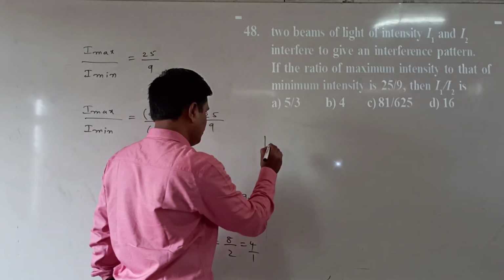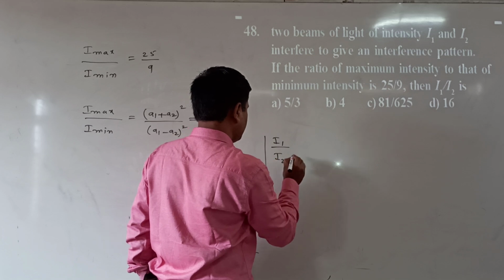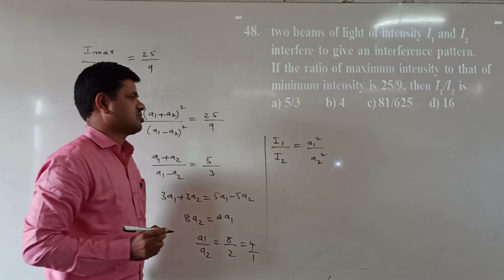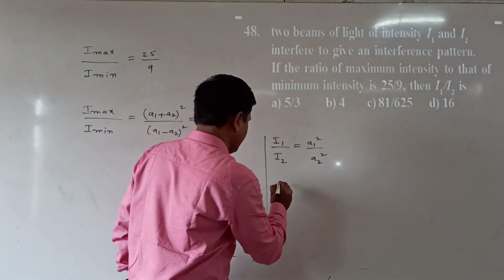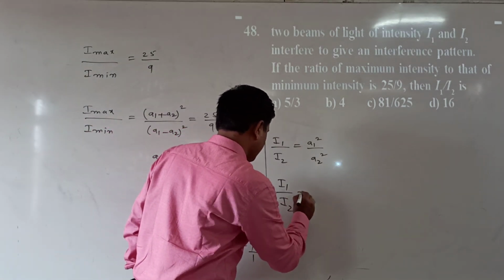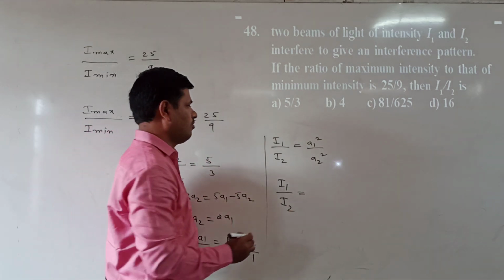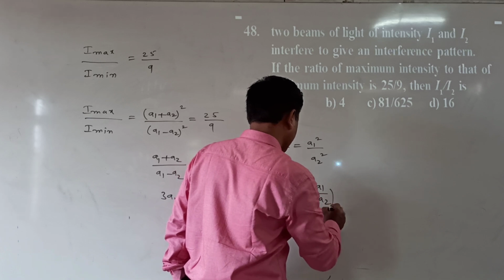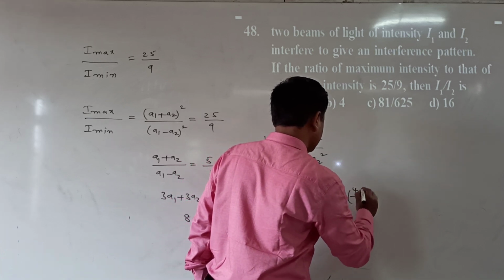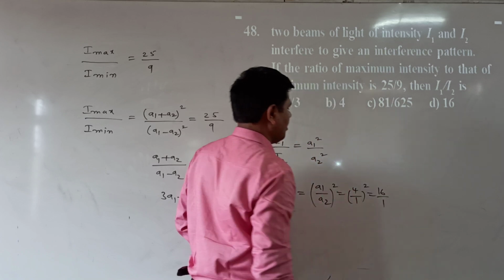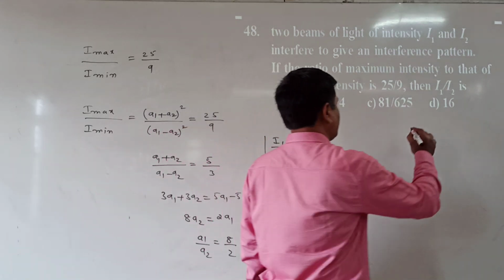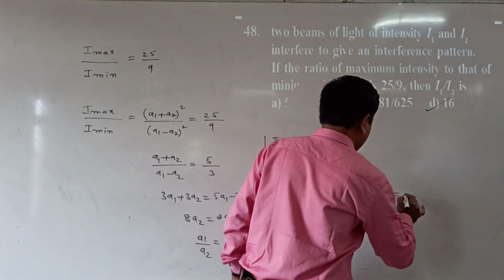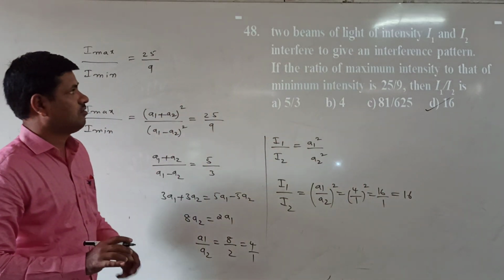So the ratio I1 by I2 is A1 square by A2 square, since intensity is directly proportional to the square of the amplitude. So I1 by I2 is equal to A1 by A2 whole square, which is 4 by 1 whole square. So 16 by 1, that is 16. So the ratio value is equal to 16.